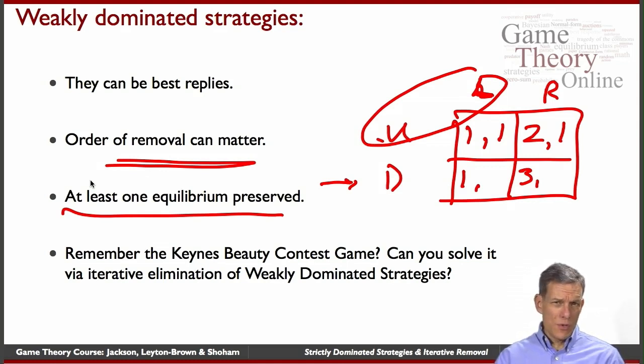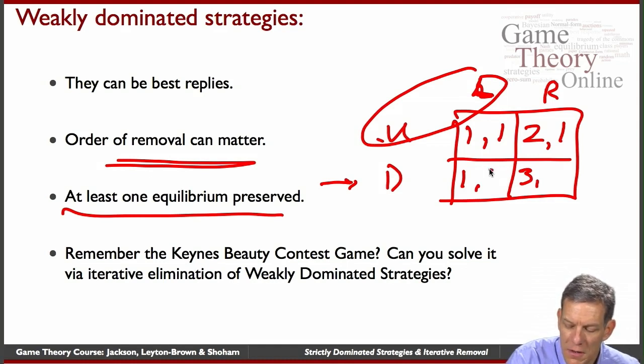There are some games in which it's useful to use this. So, for instance, if you remember the Keynes Beauty Contest game that we talked about earlier, where people were naming an integer between 0 and 100, think about trying to solve that via iterative elimination of weakly dominated strategies. What do you end up with? So it can still be a useful logic, and that logic can help you in analyzing some games, but it's not as tight as strict domination, because there are situations where you might want to play a weakly dominated strategy if you were sure that the other player was going to go in a certain direction.